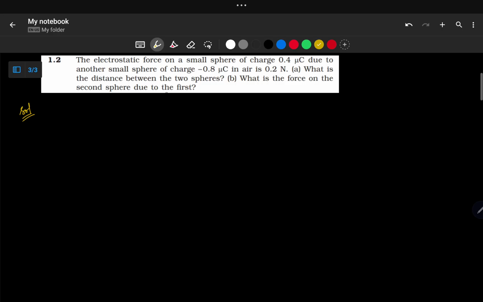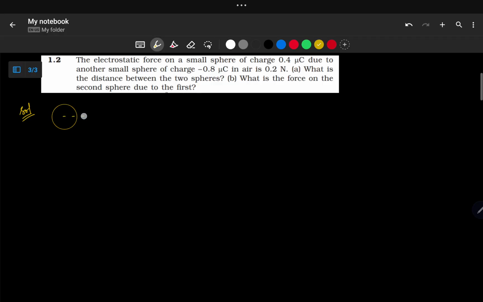The electrostatic force on a small sphere of charge 0.4 microcoulomb due to another small sphere of charge minus 0.8 microcoulomb in air is 0.2 Newton. So this force is acting on these two charges because of electrostatic force. What is the distance between the two spheres? What is the force on the second sphere due to the first sphere?